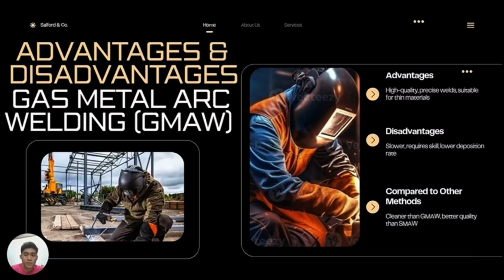Now let's look at the performance, starting with GTAW. It is advantageous that it produces high quality, precise welds and is excellent for thin material. However, it is slower and requires more skill from the operator. For GMAW, it has the opposite profile.